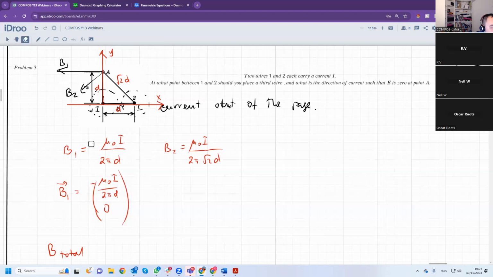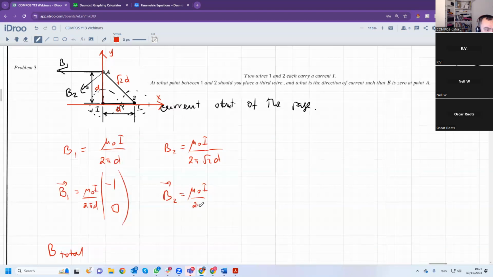I'm going to take this out. It's going to be mu zero I divided by 2 pi d. That's going to be minus 1, 0. So here I'm going to have B2. Vector B2 is mu zero I over 2 pi d, open bracket.